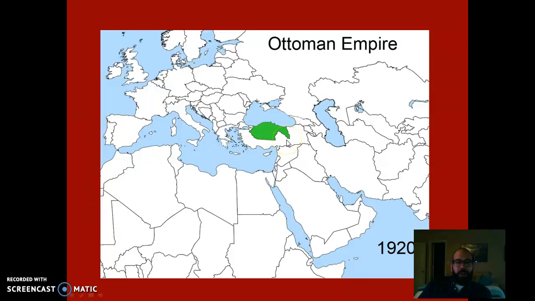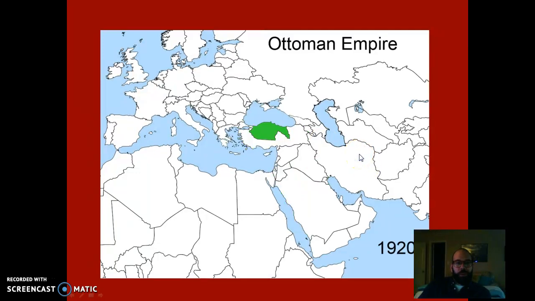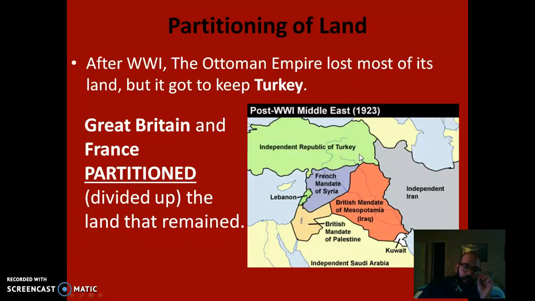By 1920, that's all that the Ottomans had left. Right? They had this before the war, and then boom, that's what they had left. Okay? So they lost most of its land, but they got to keep Turkey. And then what happened with the rest of the land? Great Britain and France took it over, and they partitioned.